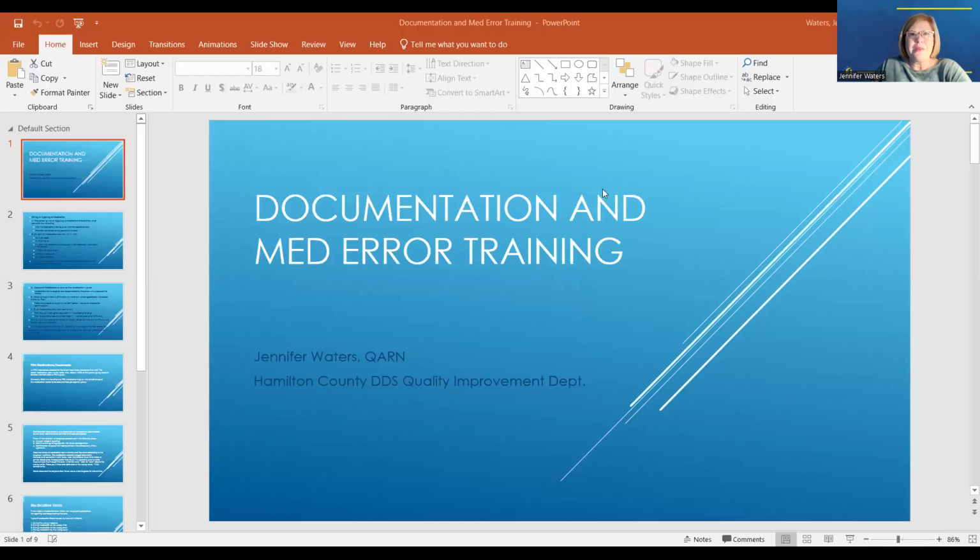So I am going to share my screen and hopefully you all will see what I see. All right, it says screen sharing.